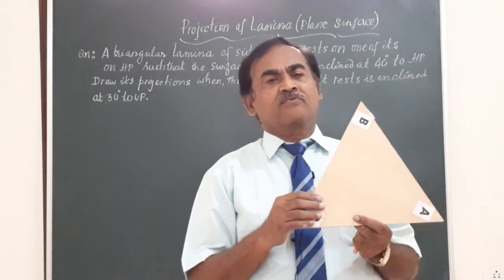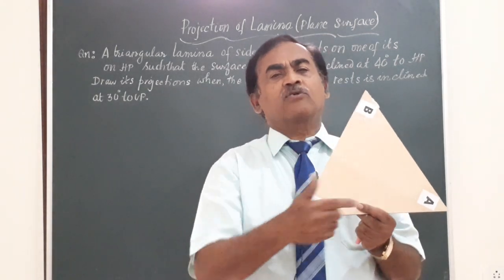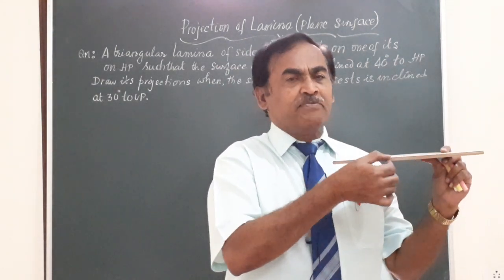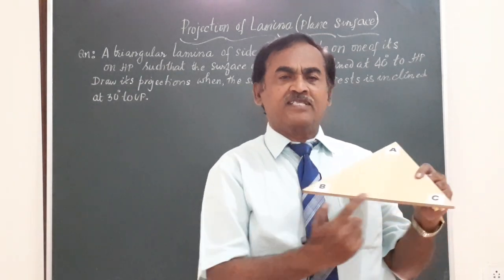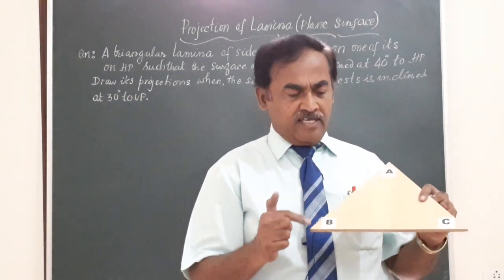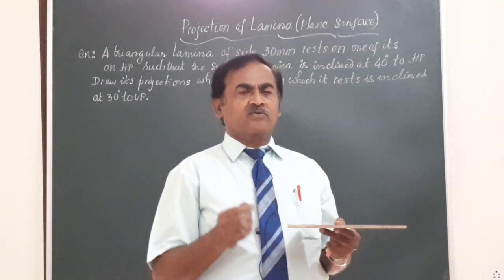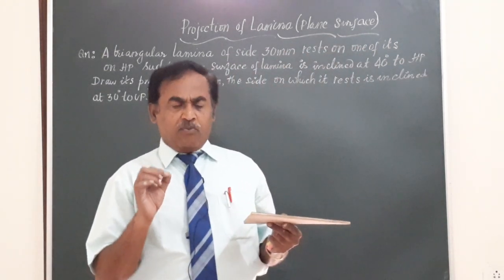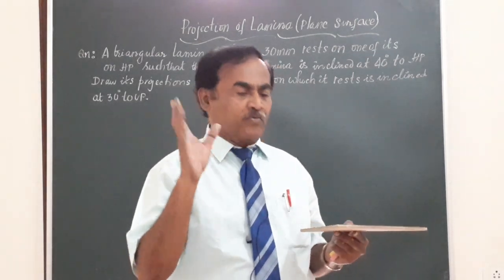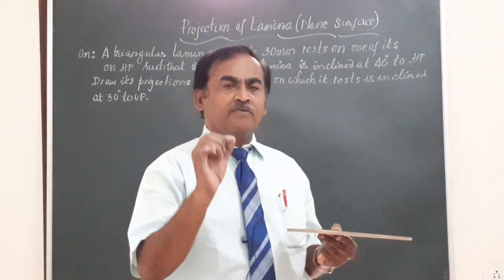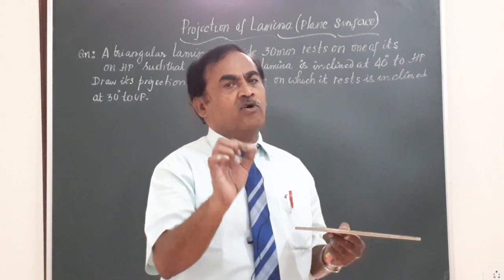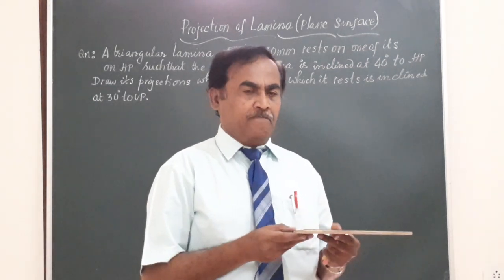Friends, let me take the simplest example of a triangular lamina. You see here, it is a triangular plate which has negligible thickness, and it has 3 sides, AB, BC and CA. Friends, there are some very important points to be remembered in this chapter, namely, the most important is the positioning of the object, that is the lamina.